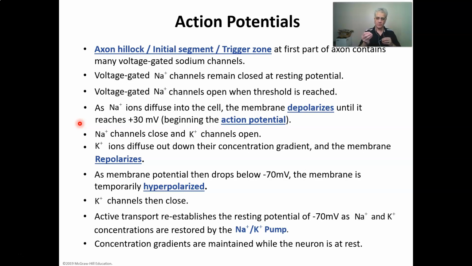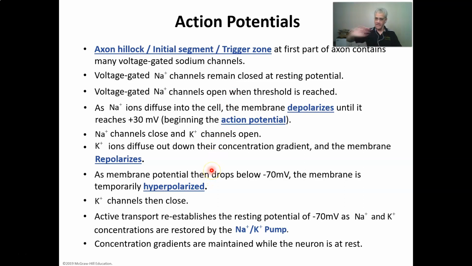Now you can get depolarization of a small segment or hyperpolarization of a small segment. But in order to get propagation of the signal, they have to add up to the magic negative 55 millivolts at the axon hillock, or the initial segment, or the trigger zone. It's all the same thing.